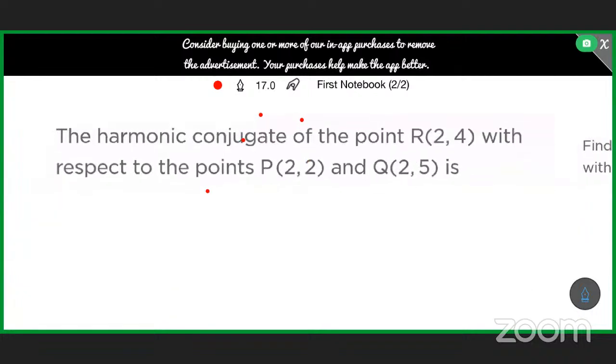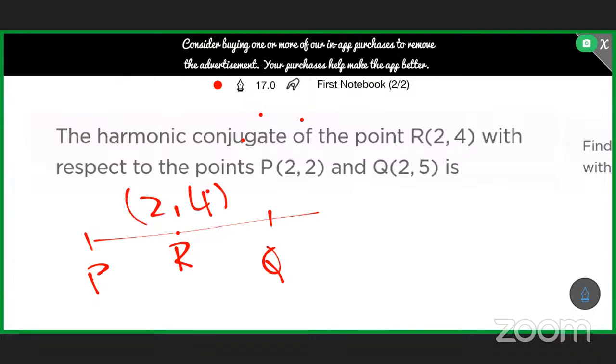The harmonic conjugate of point R (2, 4) with respect to the points P (2, 2) and Q (2, 5) is given by. Same thing: P is given, Q is given, and one point R. Let us take R as an internal division, R is equal to 2, 4. We have to find some S, an external division (X, Y). We have to find the value of S (X, Y), that is the harmonic conjugate of R (2, 4).